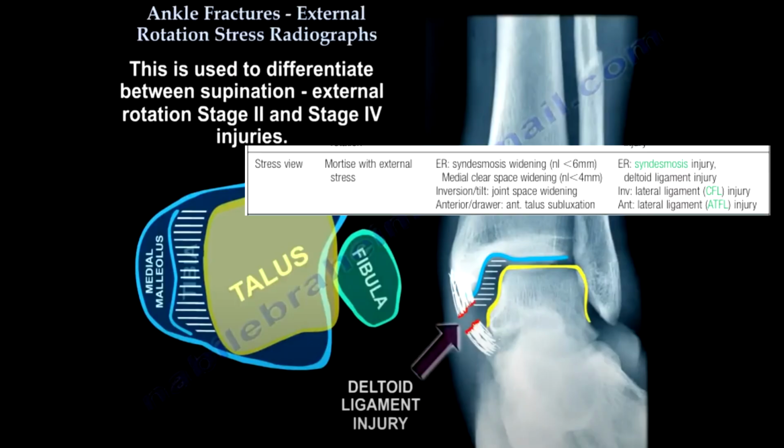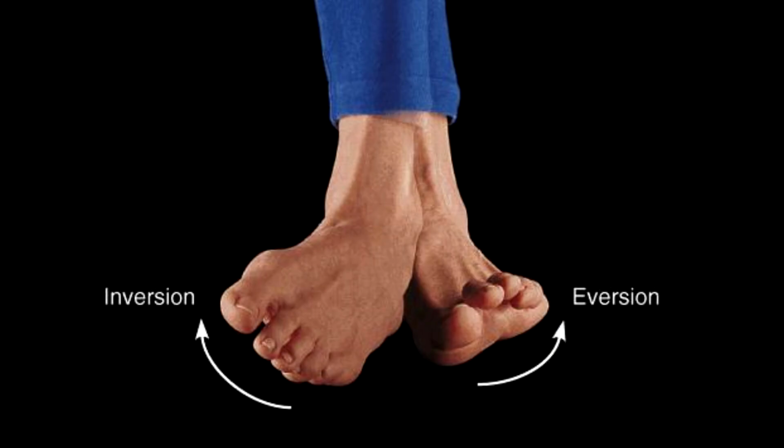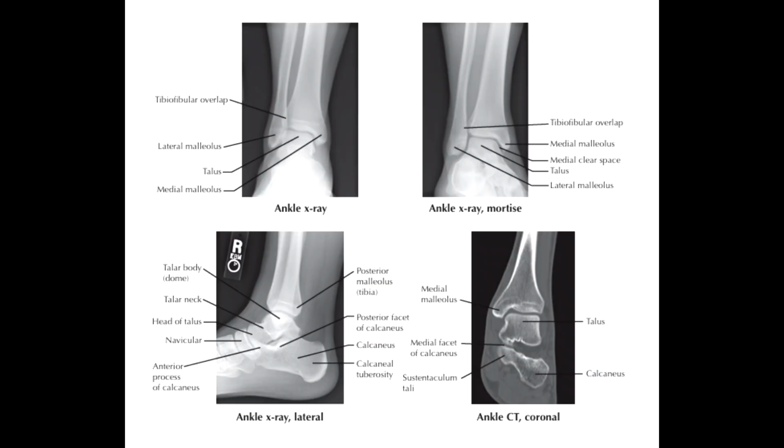Anterior drawer stress views can reveal anterior subluxation of the talus, which is typical of anterior talofibular ligament injuries. These measurements might sound small, just a few millimeters, but they carry profound clinical consequences. A missed syndesmotic injury, for example, can lead to chronic instability, pain, and early arthritis.